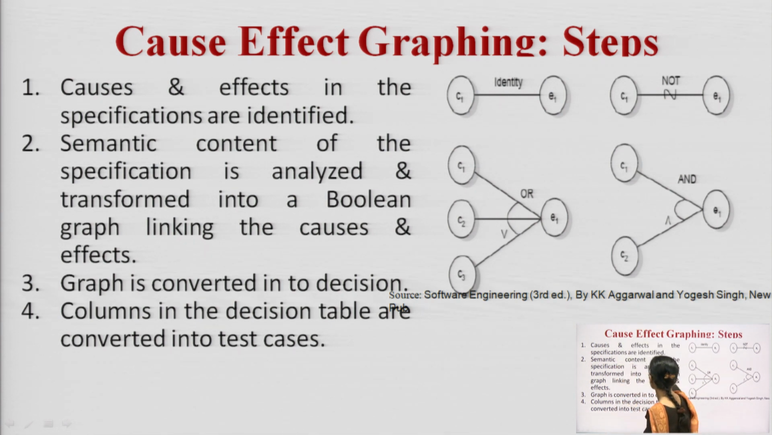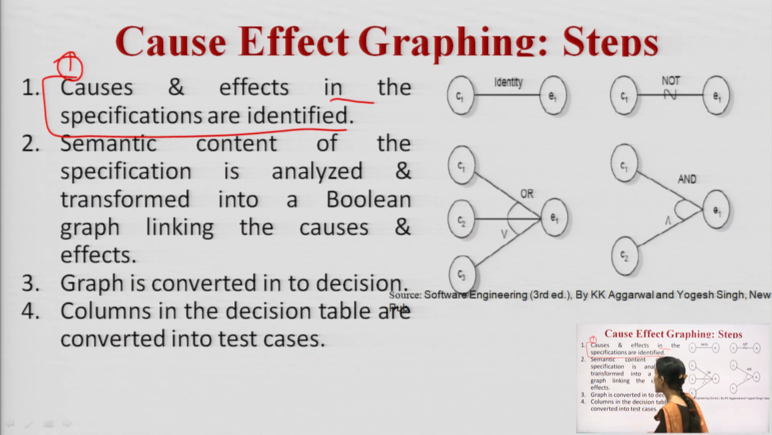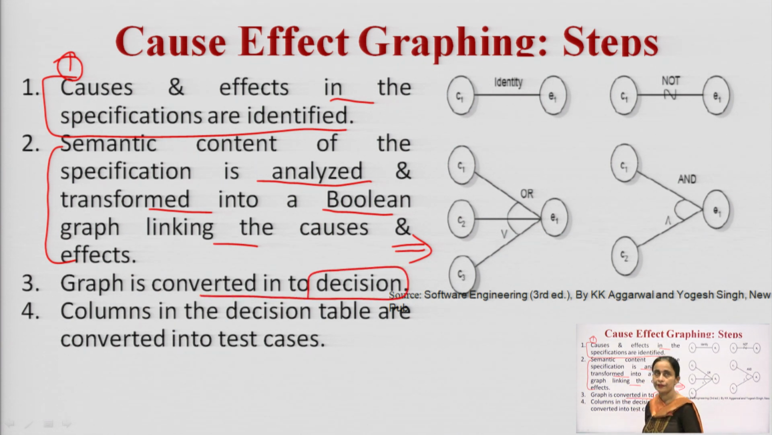The first step is identification: causes and effects in the specifications are identified. Then the semantic content of the specification is analyzed and transformed into a Boolean graph, showing what the output should be as per the input conditions. Third step, once we have drawn this graph, it is converted into a decision table. Then the columns in the decision table are converted into test cases.